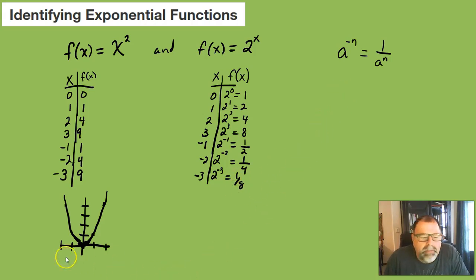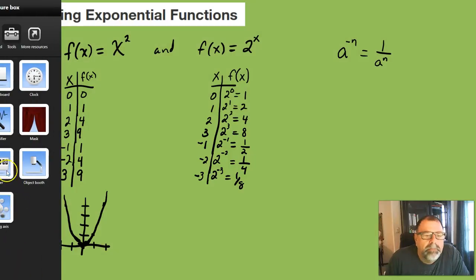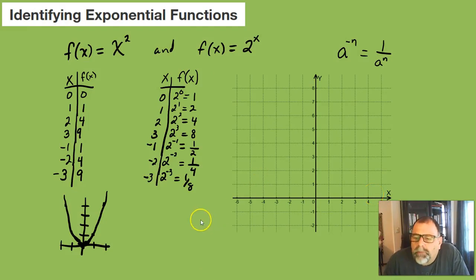The way this one's going to look, I'll draw this one a little bit nicer. Okay, let's plot these points: 0, 1; 1, 2; 2, 4; 3, 8; negative 1, 1 half; negative 2, 1 fourth; negative 3, 1 eighth. And if we did negative 4, it'd be 1 16th.